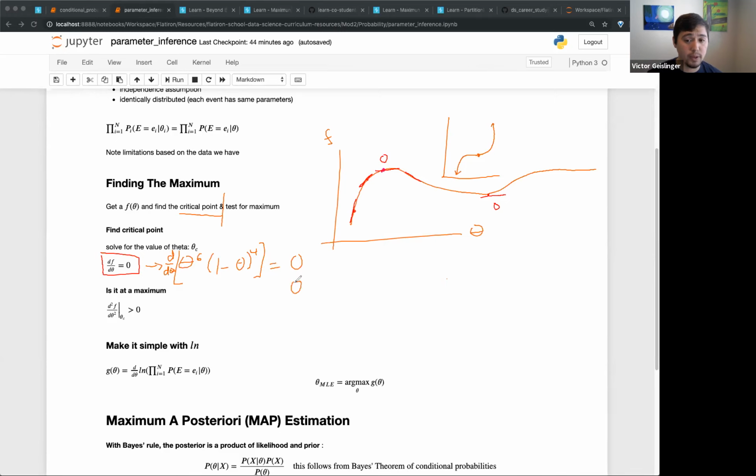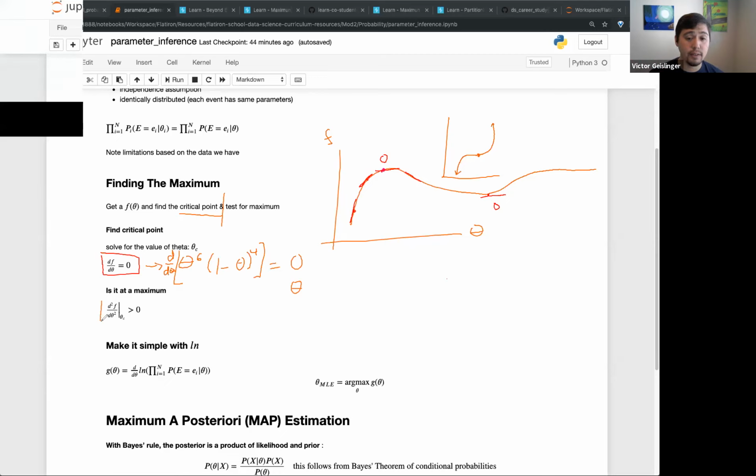Note that we can also get multiple critical points. If we were given a function like this, it would give us multiple critical points, and we have to figure out which of those are maximums. To figure that out, we can just take the second derivative and see if it's greater than 0.